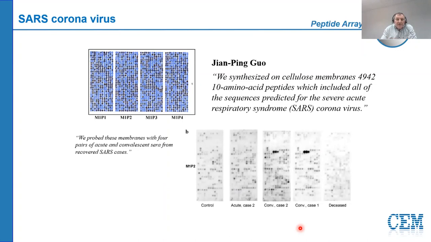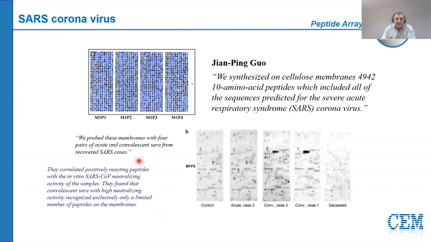They were probing these membranes with four pairs of acute and convalescent sera from recovered SARS cases. And the result is quite astonishing. They found that convalescent sera with high neutralizing activity recognized exclusively only a limited number of peptides on the membrane.